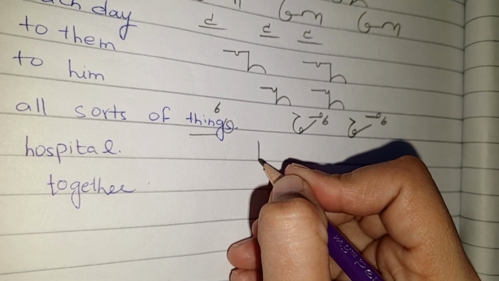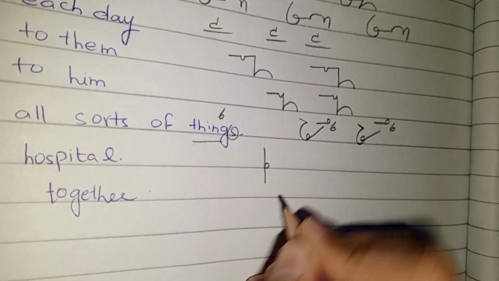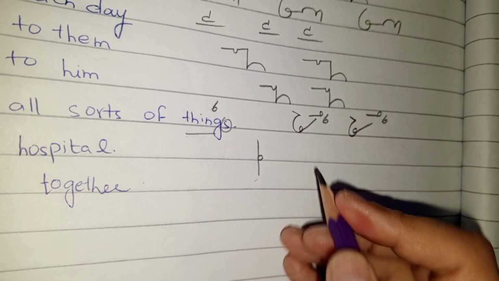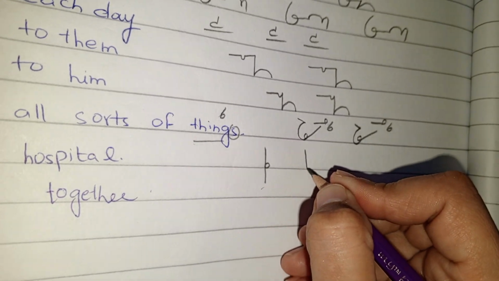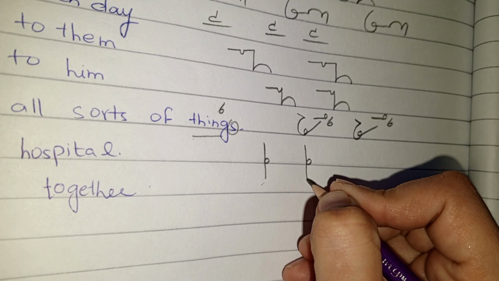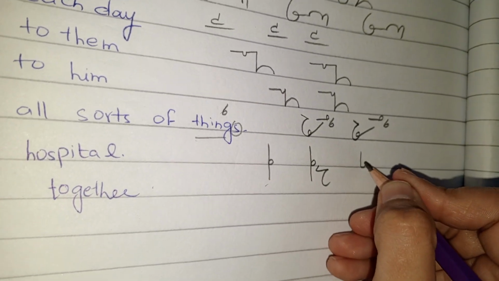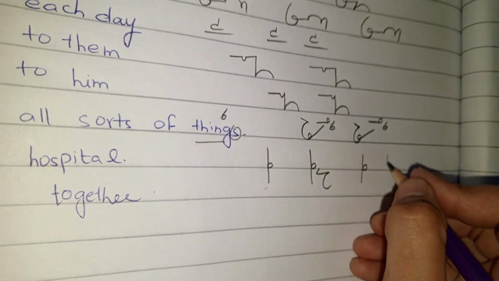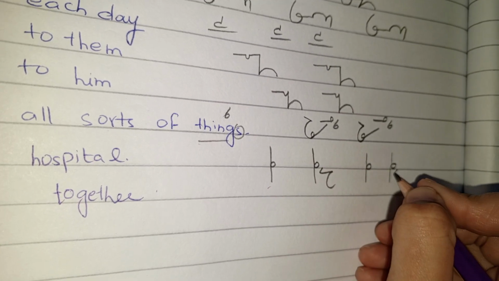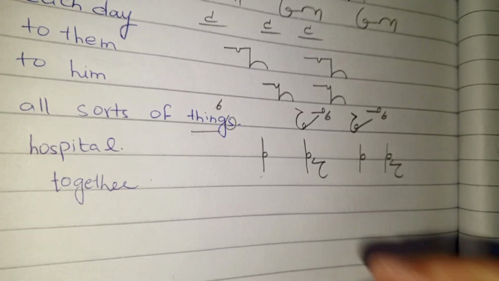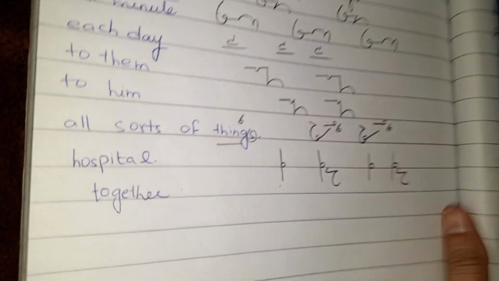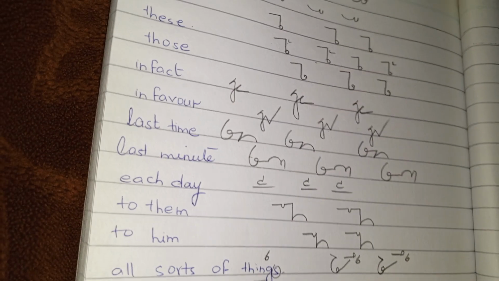Hospital. HSP. We use this outline and we also use this outline. ITL. We have two outlines of the word hospital.